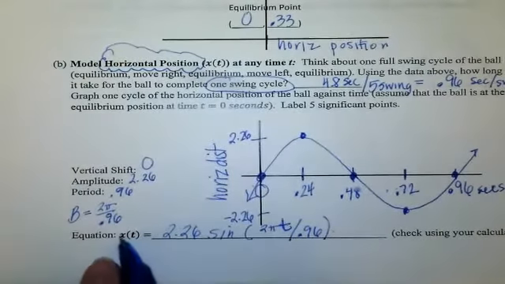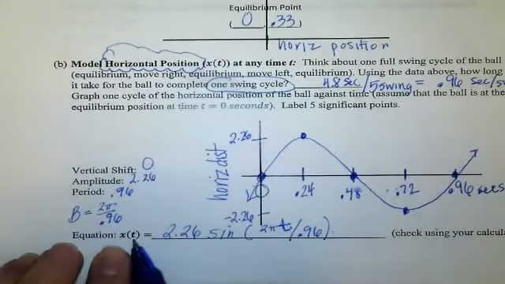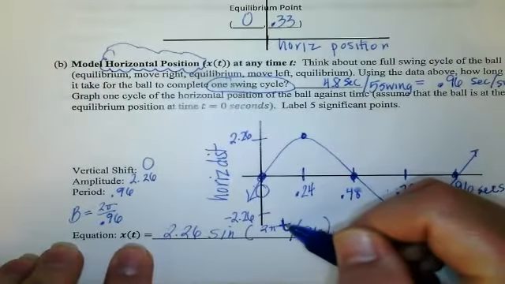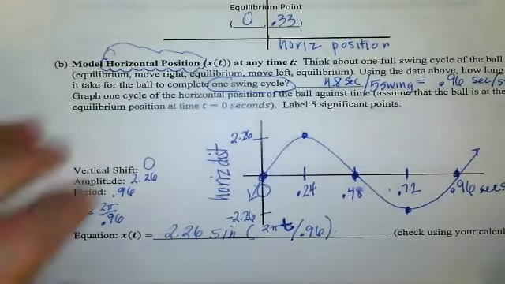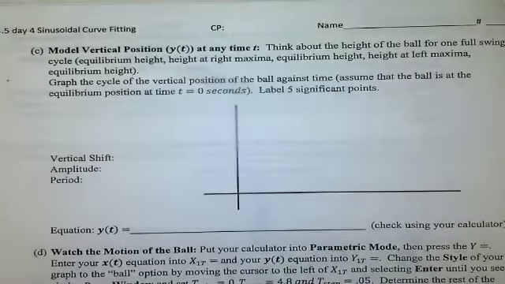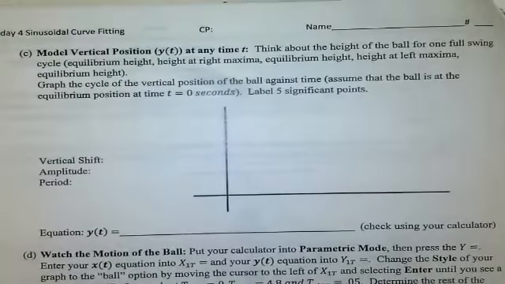So you'll see this is the horizontal position in terms of t, time. So we're using t instead of an x. And I would say we want to check this using our calculator, but I'm going to say forget it. It's right. You guys have that. Okay, let's turn the page. All right, model the vertical position at any time t.